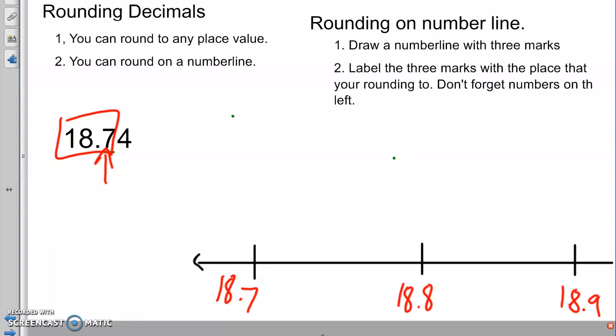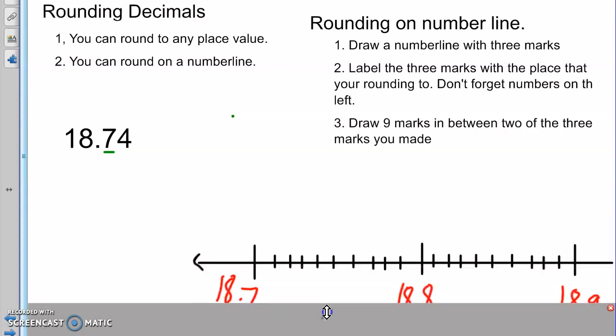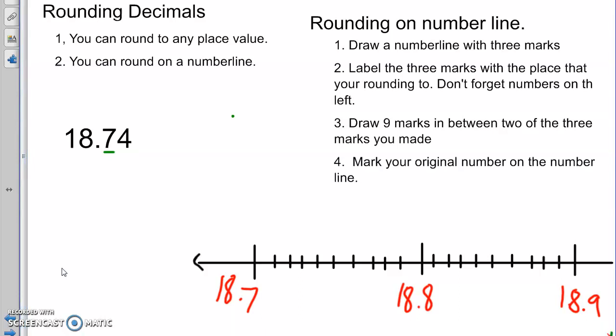All right, let's do the next step now. Next is draw 9 marks in between 2 of the 3 marks that you made. You can see how I did that. Just like that. And this one I'll do with you right here.